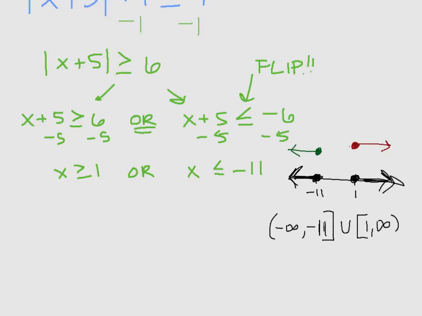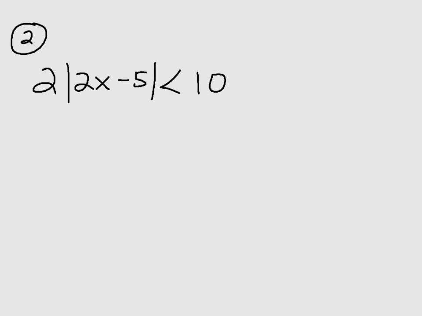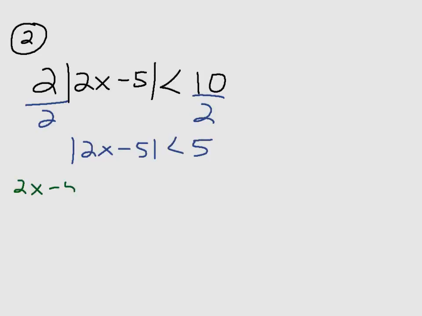Okay, let's take a look at that second example. Okay, so these steps are still the same. We want to get that absolute value by itself, so we're going to get rid of this 2. So I now have the absolute value of 2x minus 5 is less than 5. I want to check and make sure that that 5 is positive. And it is. So we're good to go. We're going to split our cases. So we have 2x minus 5 is less than 5. Less than is going to be an and. Then 2x minus 5, I've got to flip that inequality sign for the negative case, is greater than negative 5. So I'm going to solve these individually.